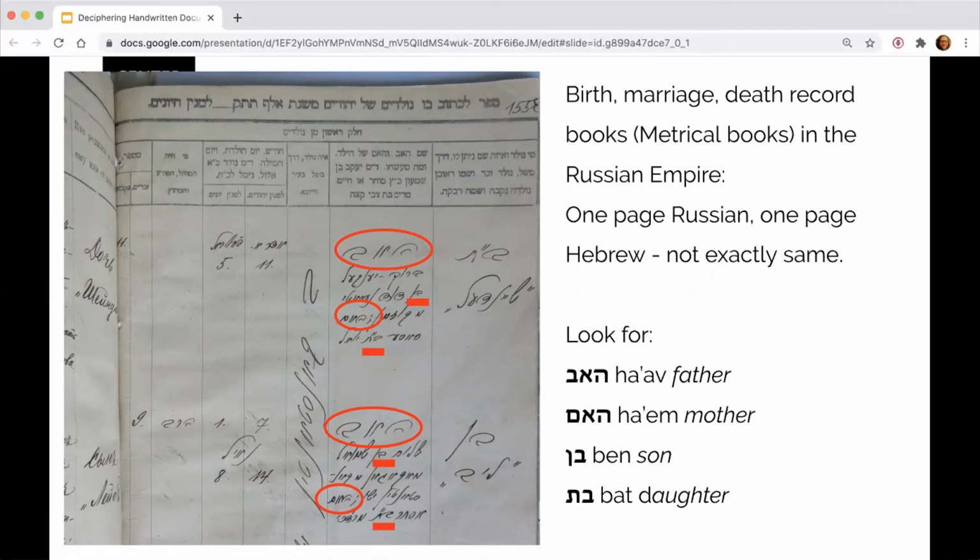So I typed the printed words. Ha'av, ha'em, ben, and bat are the key words that you can see circled and underlined in red. So this is a good way to practice also looking at a document that's not terribly messy and is legible, and you can practice and get to know 100 years ago, 200 years ago, what handwriting styles were like.